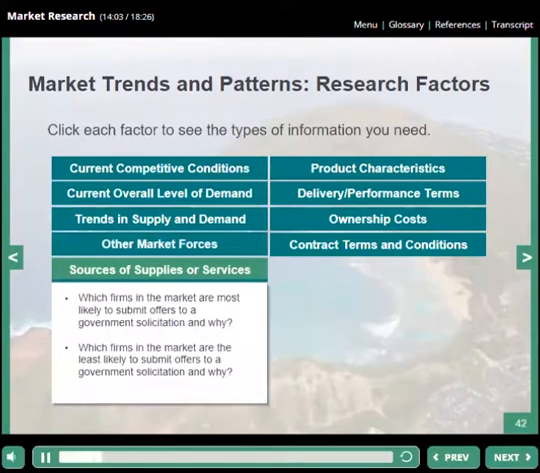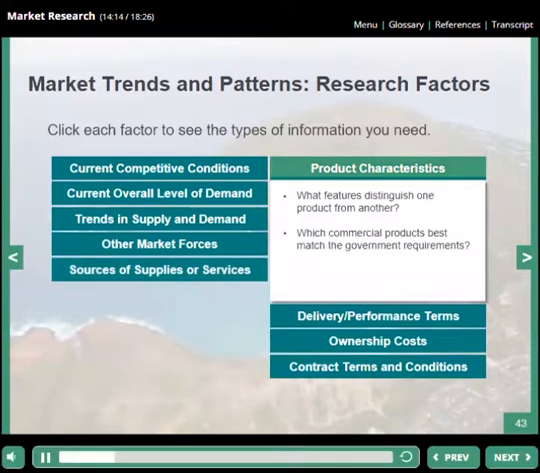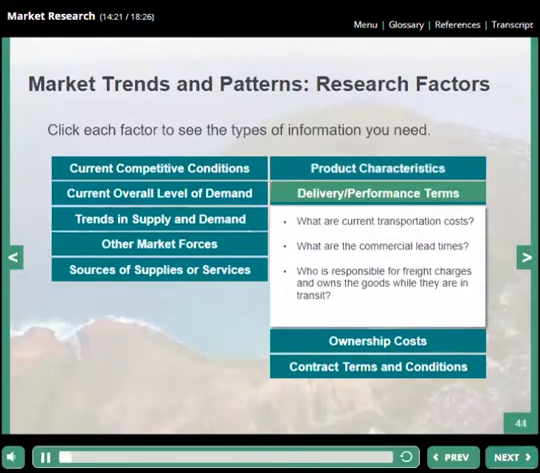You may want to find out which firms in the market are most likely to submit offers to a government solicitation and why. Or you could focus on the firms least likely to submit offers and their reasoning. It could be helpful to learn what features distinguish one product from another and which commercial products best match the government requirements. When considering delivery and performance terms, research current transportation costs and see if there are commercial lead times.